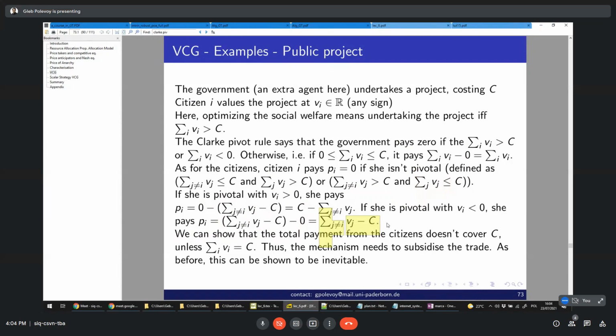Now we also said that finally we can show that the total payment from the citizens doesn't cover C unless the sum of the values is equal to C. So the mechanism needs to subsidize the trade. As again, I think we did mention that. Anyway, it can be shown that there is a class of cases when the mechanism needs to subsidize the trade. But anyway, we need to show that. So the question is, how can you show that the total payment from the citizens does not cover C? That's not very complicated. It's just a play with the formulas.